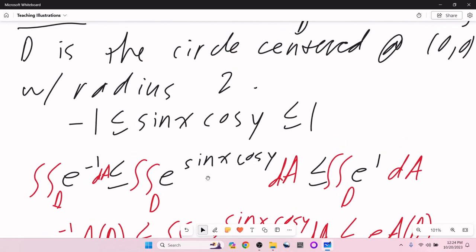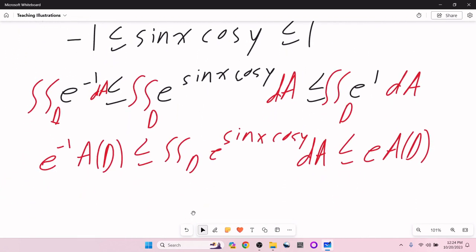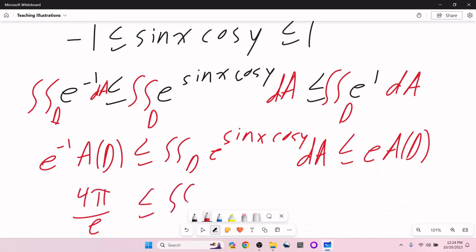What is the area of D? Well, it's a circle with radius 2, so pi r squared. The area is 4 pi. So this becomes 4 pi over e, less than or equal to this double integral, less than or equal to 4 pi e. That is a pretty broad range, but at least we have an idea. The integral is somewhere between these two real numbers.